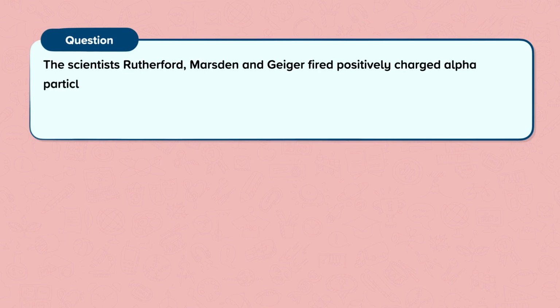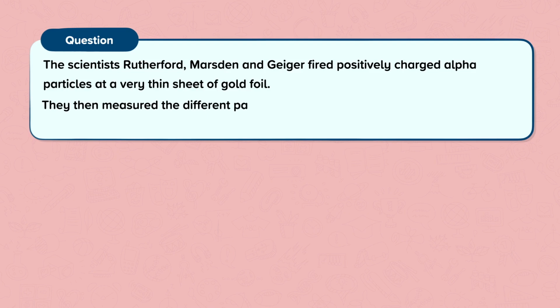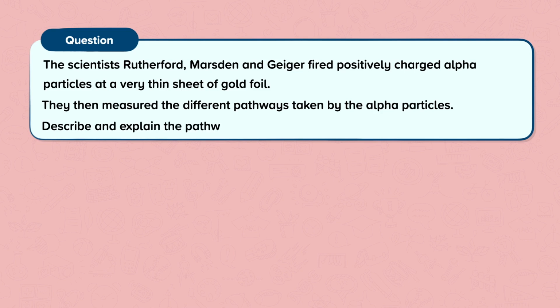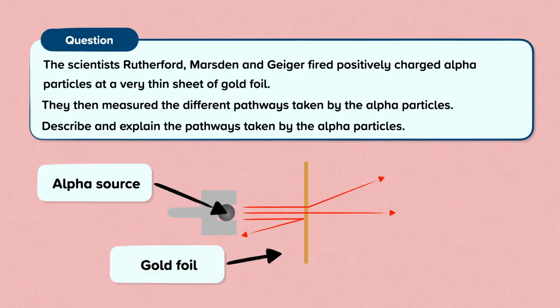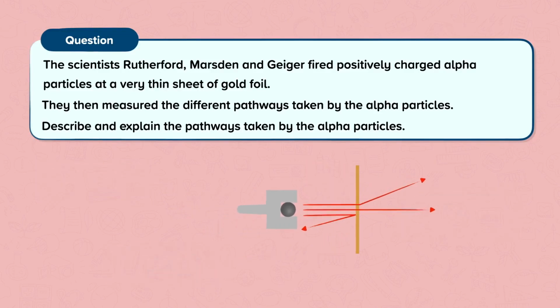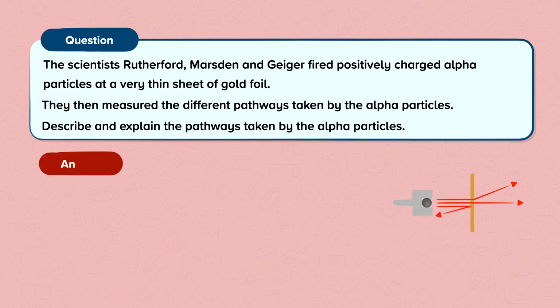Okay, so a classic exam question that you get for this would be: the scientists Rutherford, Marsden and Geiger fired positively charged alpha particles at a very thin sheet of gold foil. They then measured the different pathways taken by the alpha particles. Describe and explain the pathways taken by those alpha particles. With a question like this, there's often a diagram to go with it. It might look a bit like this. So we have an alpha source, we have some gold foil, and then we have the alpha particles and their pathways.